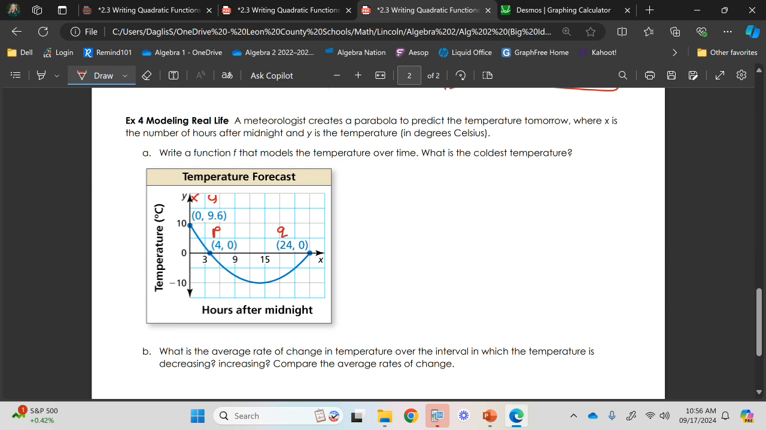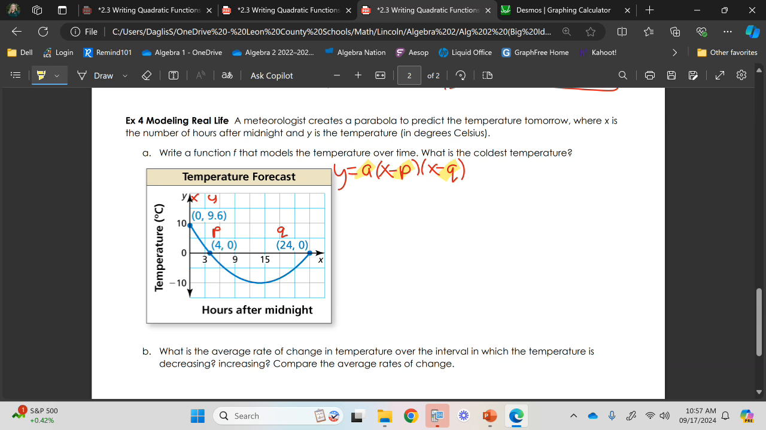It says write a function f that models the temperature over time. Did it say what kind of function? No. So do I have to make it standard? No. I can get my intercept form and stop. And then we're going to use it to figure out what the coldest temperature is. Example 2 is going to help me with this one. Intercept form is y equals a times x minus p times x minus q. Our goal is to fill in the a, the p, and the q.